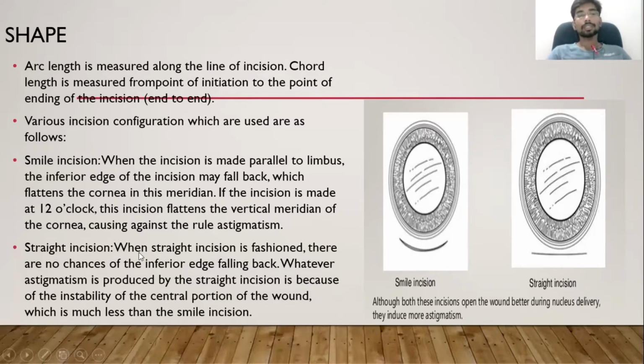Straight incision. When the incision is fashioned straight, there is no chance of the inferior edge falling back. Whatever astigmatism is produced by a straight incision is because of instability of the central portion of the wound, which is much less than the smile incision. So this is the straight incision.